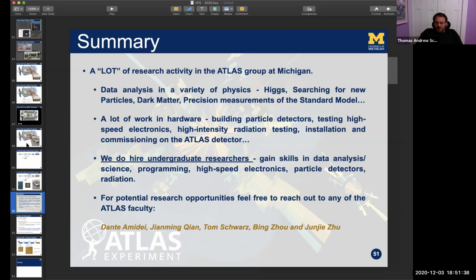And we hire a lot of undergraduate researchers, and you get a lot of skills in things like data analysis, data science, programming, high-speed electronics, particle detectors, radiation. If you're interested in those kinds of opportunities, you should reach out to any of the ATLAS faculty. I unfortunately am not taking on any students right now, but there are 4 other faculty that are involved with this. And so we're almost always, or periodically, looking for somebody, right? And this is good work to get involved in.